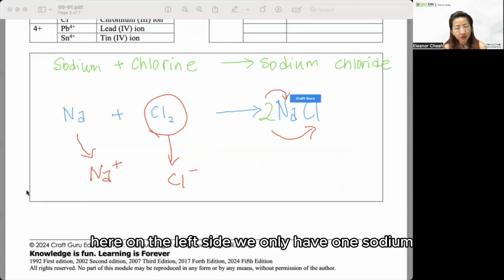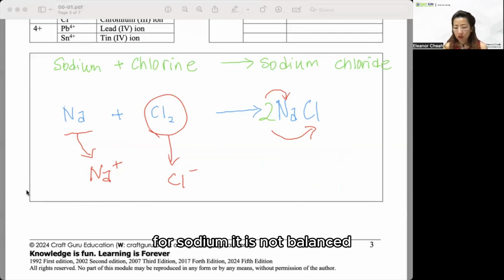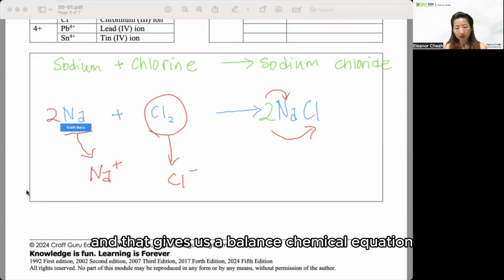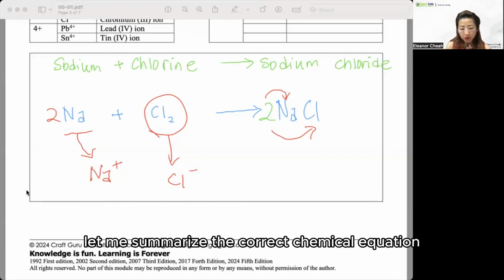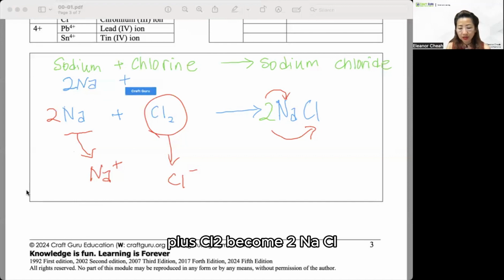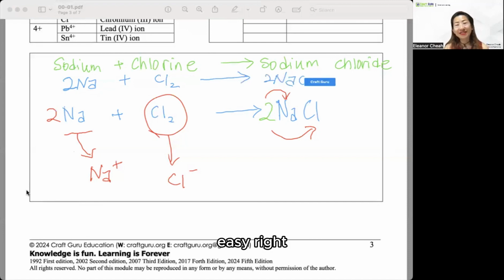Here on the left side, we only have 1 sodium. For sodium, it is not balanced. How do we balance it? We add the 2 in front of sodium here. And that gives us a balanced chemical equation. Let me summarize the correct chemical equation. It is 2Na plus Cl2 become 2NaCl. Easy, right?